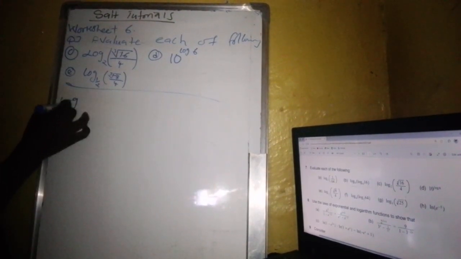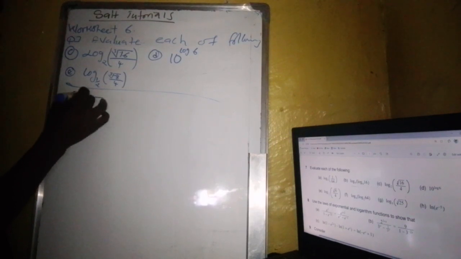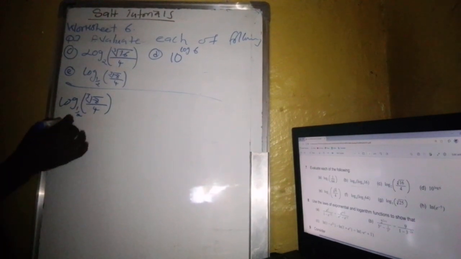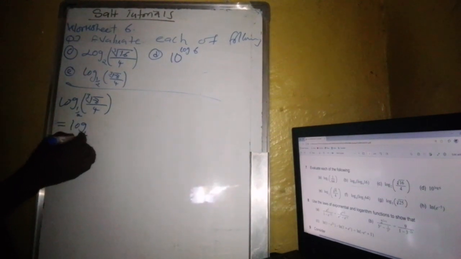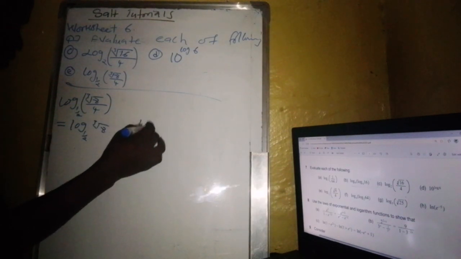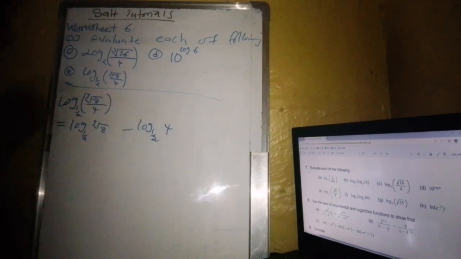So what is E saying? E says if we have log of 1 over 2 cube root of 8 over 4, what do I have? If we have log of 1 over 2 cube root of 8 over 4. So this, from the division principle, I'm going to have the log of the base 1 over 2 cube root of 8 minus the log of 1 over 2 4.